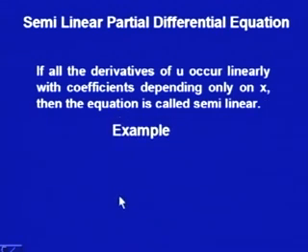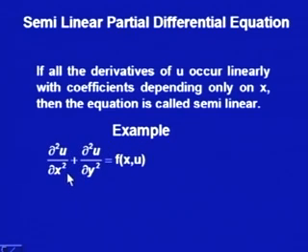Let us see some example of this one. If I take this example, del 2u over del x2 plus del 2u over del y2 is equal to f of x y. This is semi-linear. Here we are just talking about the coefficients of the unknown function and its derivatives, and they are constant here.